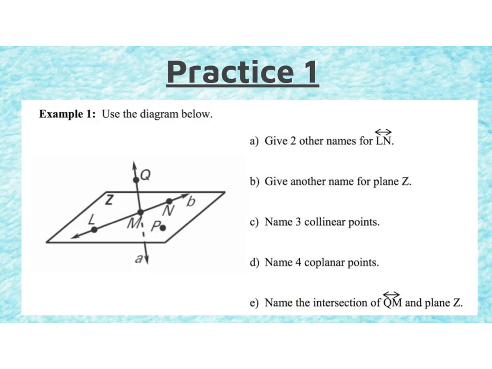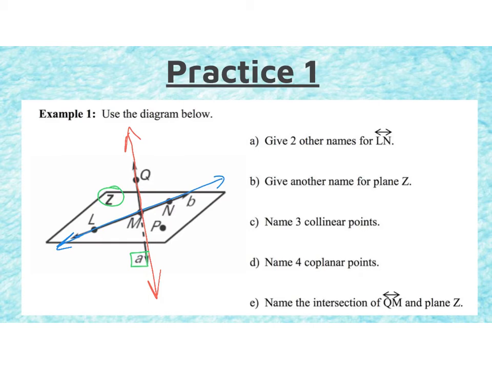Let's do some practice. So here, if we look at our picture first, we have a plane. We have this line going in the plane. This line is going through the plane, so some things to keep in mind. This Z is not a point. That is a plane there. And this lowercase a is not a point. So let's see if we can answer these questions.